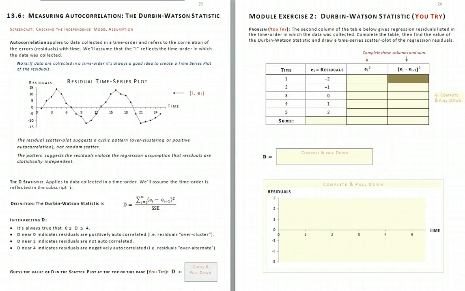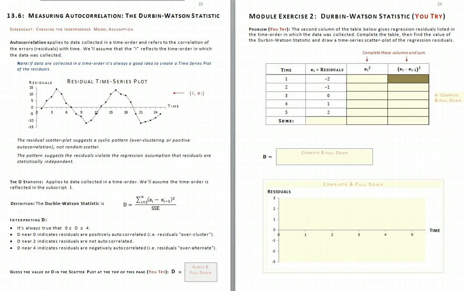This screencast is about checking the model assumption of independence. A check of the independence model assumption is required only when data is collected in a time sequence. For cross-sectional data, that is, data collected without a time component, the independence assumption is considered satisfied when the other three model assumptions, linearity, normality, and equivariance, are verified.